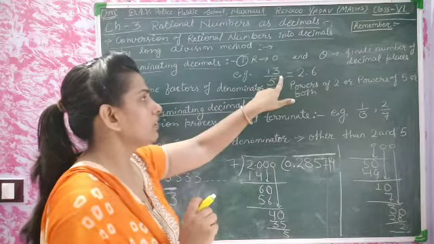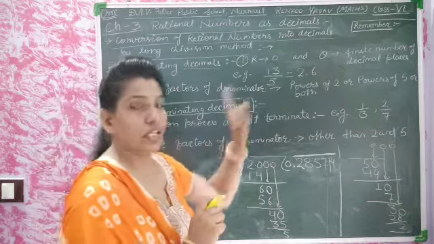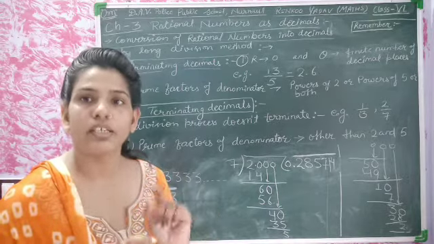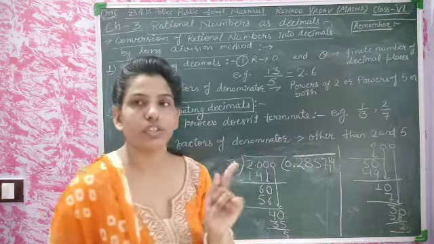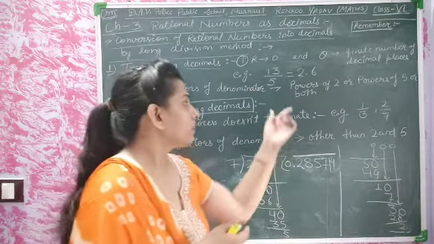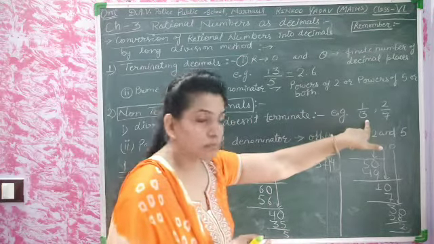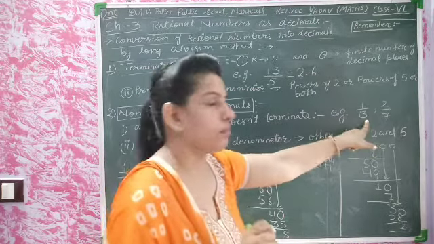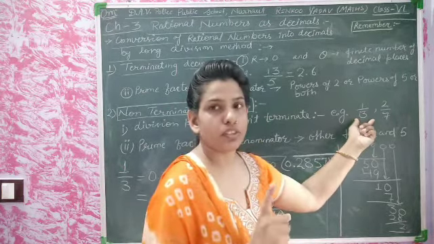Find the prime factorization of its denominator. We check whether its prime factorization has only 2, or only 5, or both, or anything else as well. If the prime factorization has only 2, only 5, or both 2 and 5, then this number is a terminating decimal. And if the prime factorization of the denominator has some number other than 2 and 5, neither 2 nor 5, for example 3, it means this is not a terminating decimal.